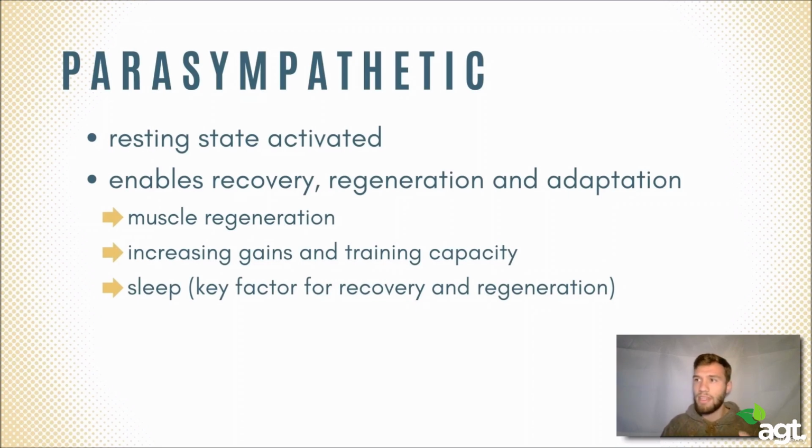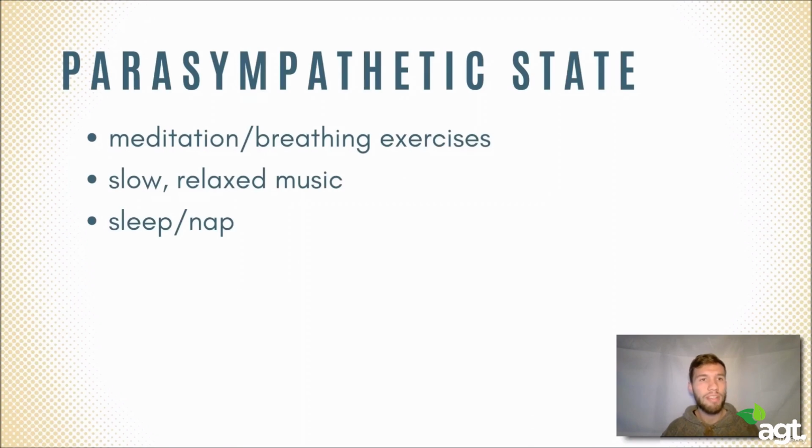Our muscles don't adapt during the exercise, but during the time between our workouts, after our workout. Therefore, it's critical that we enter that parasympathetic state right after our workout and try to stay in it as long as we can between our workout until the next workout starts. A few ways how we can get into the parasympathetic state easier are meditation or breathing exercises, for example. Then listening to slow and relaxed music can help us get into the state, and to sleep or to take a nap in between can help us as well.